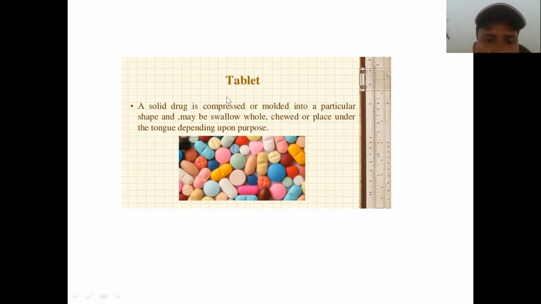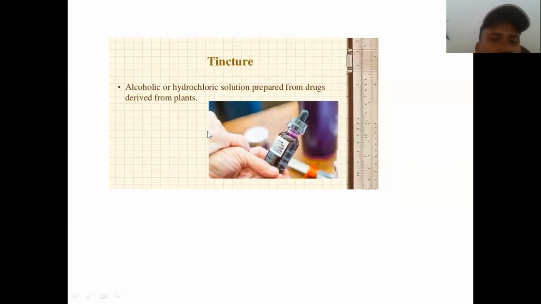So tablet is the solid drug, compressed or molded into a particular shape, and it may be used as a solid whole, chewed, or placed under the tongue, depending upon its purpose. Next, we'll talk about the tincture. It is an alcoholic or hydroalcoholic solution prepared from drugs derived from plants. So it is the tincture.